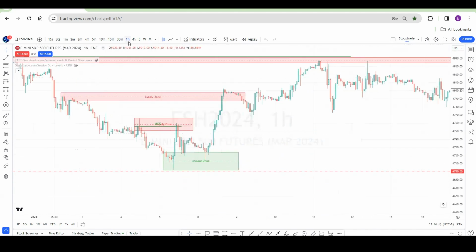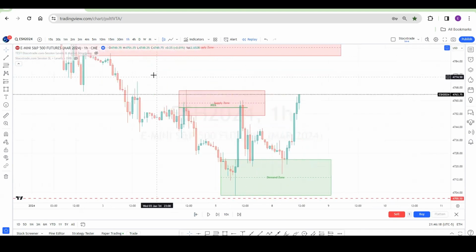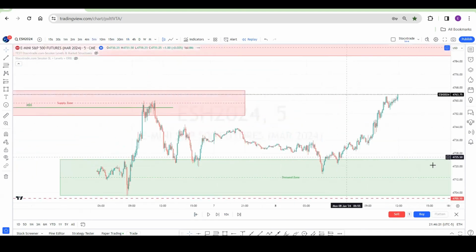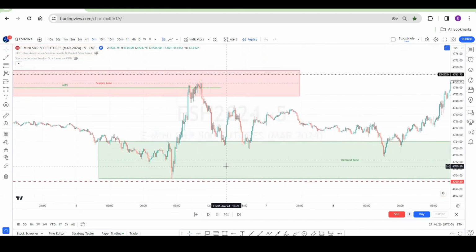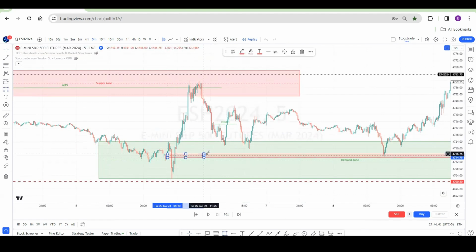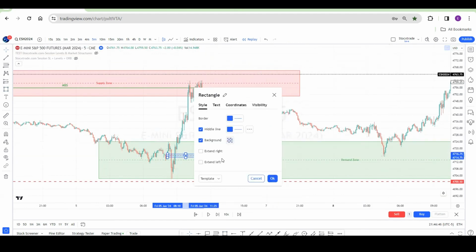Okay, now if you see, this is the 1 hour chart. Now take the entry in 5 minutes, 15 minutes. Okay, 5 minutes. See. Wait for the change of character once the market comes inside the demand zone. Okay, the market came inside the demand zone and gave you the change of character. Yes. It gave you the fair value gap. Exactly at the fair value gap.